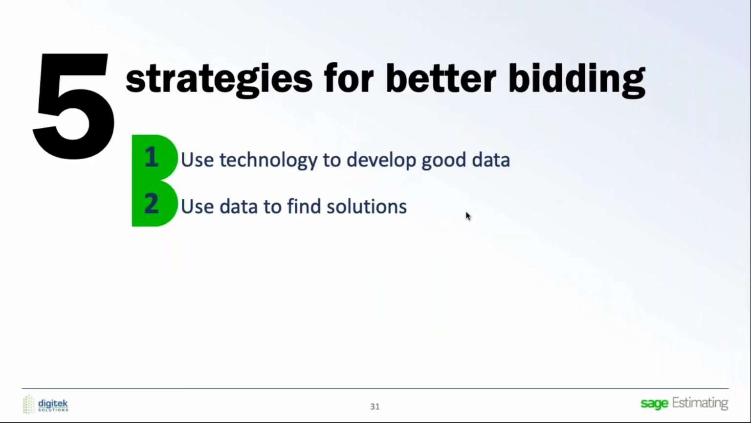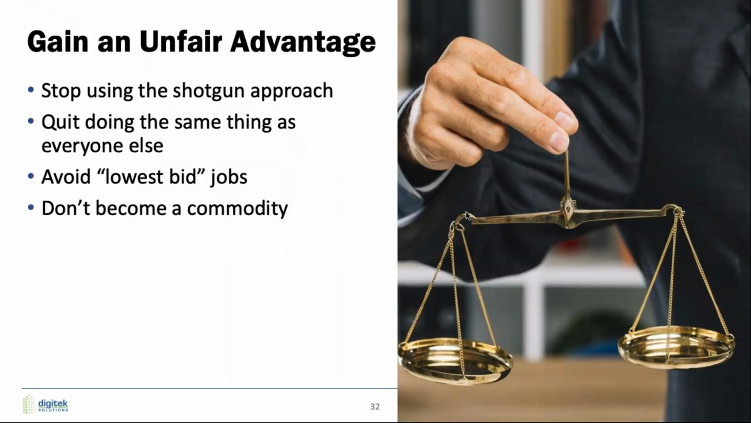Now, the third thing, and this is a huge one, is we have to change the playing field. What I mean by that is we're not going after that shotgun effect anymore. We were before, we were just saying, okay, let's just go bid everything we can and hope we land something. Well, we have to gain an unfair advantage. Okay, now that sounds like we're cheating. I don't mean to cheat. I'm just saying identify something that's going to distinguish you from everybody else.